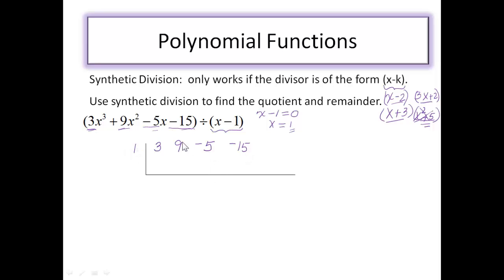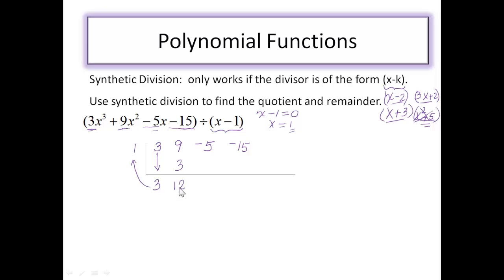Let's start dividing. The first thing you do is take this first coefficient and bring it straight down. You do nothing to it, you just bring it down. Once this number is down here, you take this 3 and multiply it by the divisor. You take 3 and multiply it by 1 and you get a 3. Where do I write that 3? I'm going to write it underneath my next coefficient. Second step, add these two numbers. 9 plus 3, 12.